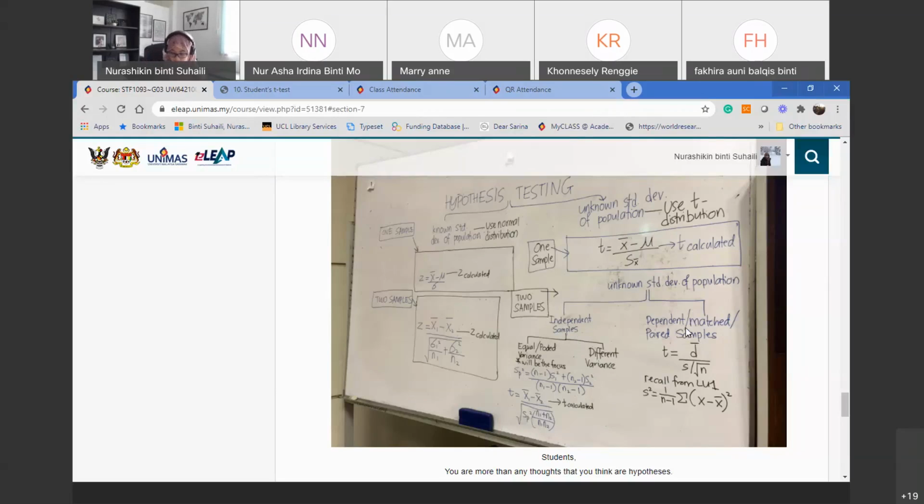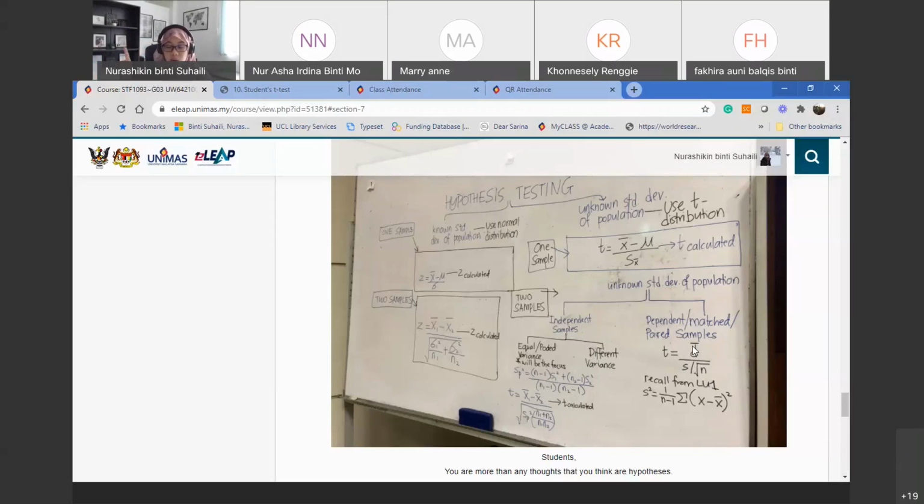In the dependent or paired samples, you have to use this t, which has a much simpler formula. But first you have to find the d. The d bar is the average of the differences. I explained just now how to find the d for each pair. Then you sum all the d and divide by the sample size.